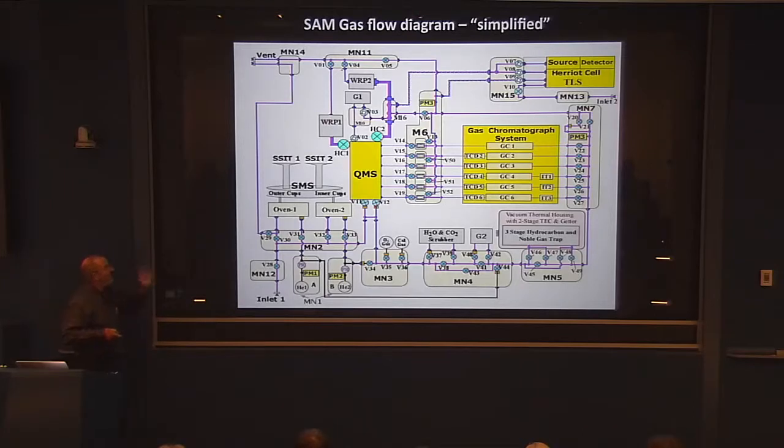So the QMS and the TLS can be used for evolved gas analysis, that is looking at gases evolved when you heat the rock. But if you find something interesting, then you can potentially separate those components and get more specific information about their identities and their isotopic compositions.